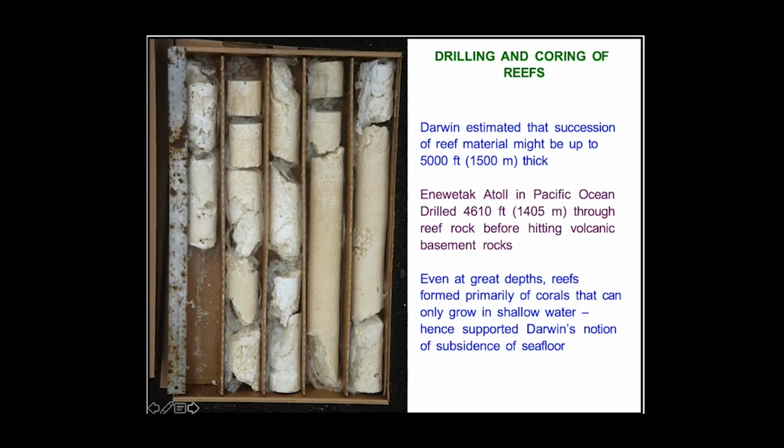Later on, and I'm sorry to back up, Darwin estimated that the succession of reef material on these islands might be up to 5,000 feet thick, 1,500 meters. Eniwetok Atoll was in the Pacific Ocean, and Eniwetok was an island that was affected when the USA did their first experimental explosion of a nuclear bomb.